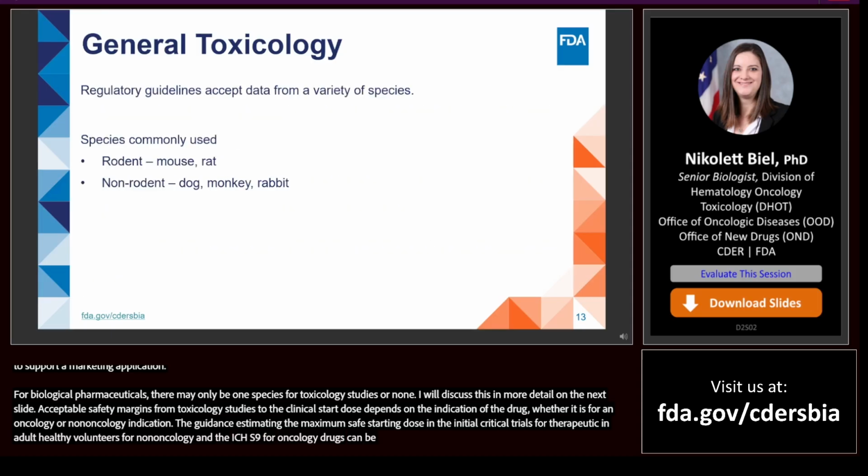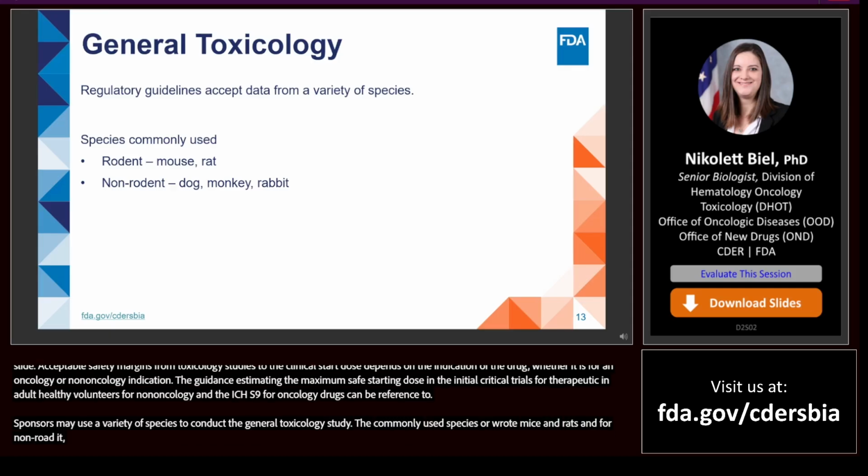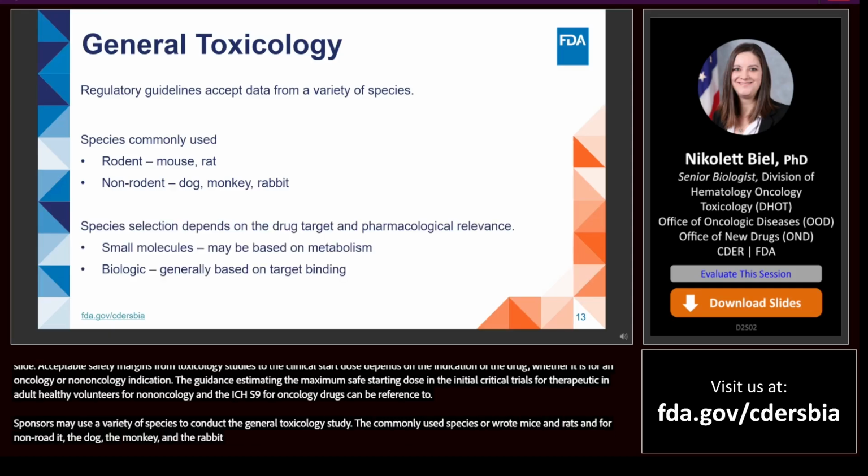Sponsors may use a variety of species to conduct the general toxicology studies. The commonly used species for rodent include mice and rats, and for non-rodent, the dog, monkey, and rabbit. Species selection may depend on the type of pharmaceutical, whether a small molecule or biologic.